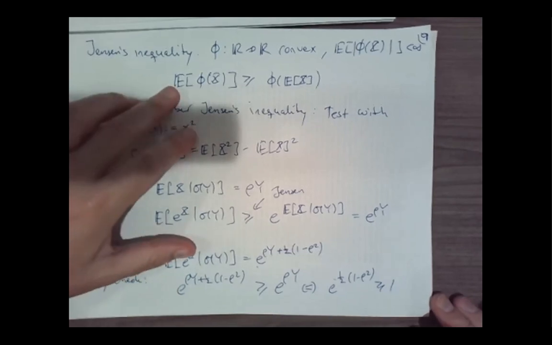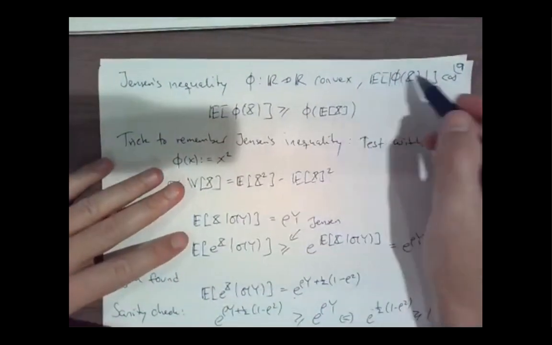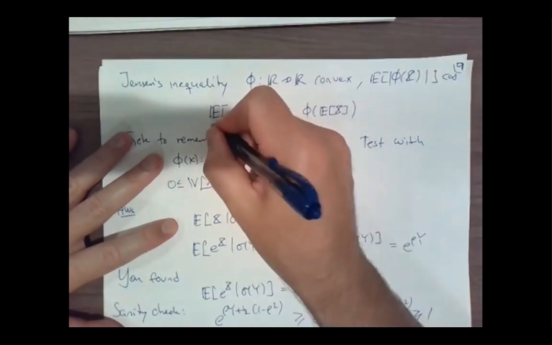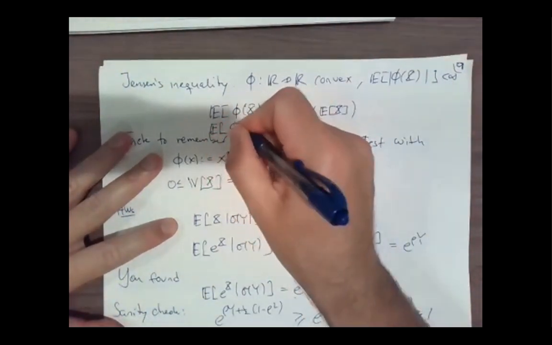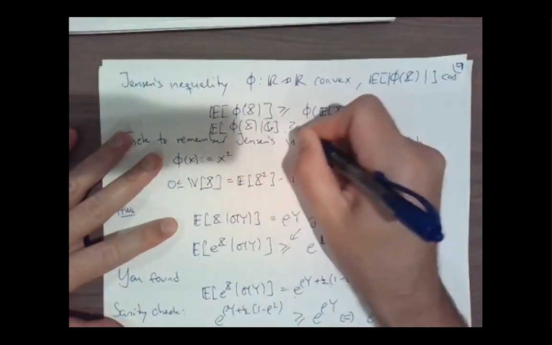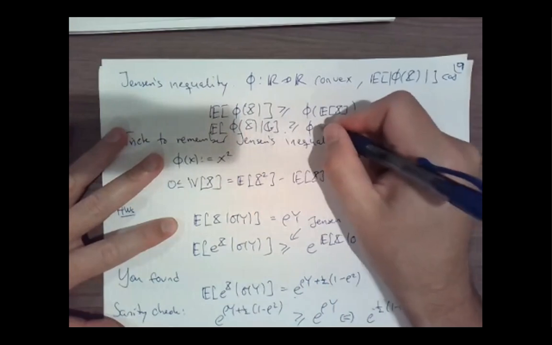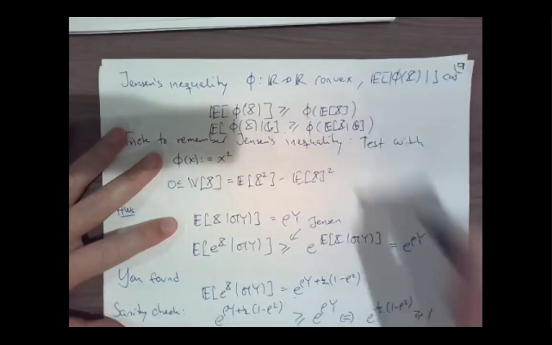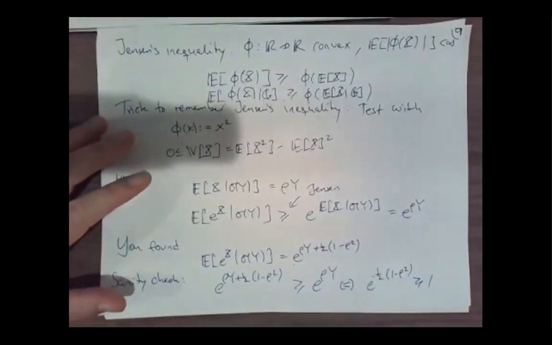So that's Jensen's inequality. Here it's stated for the unconditional ones. There's a conditional version of it too. If I have phi of x given g, this dominates phi of the conditional expectation of x given g. That's Jensen's inequality.